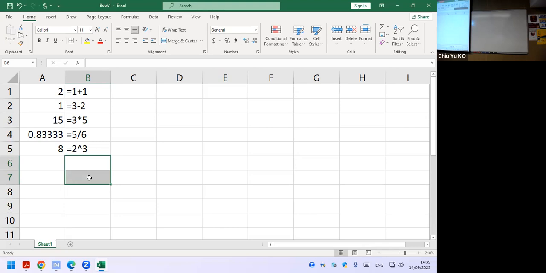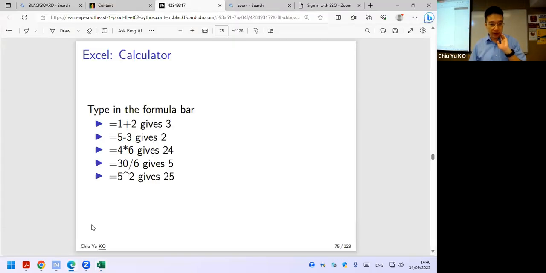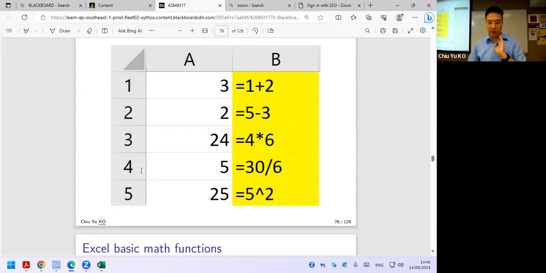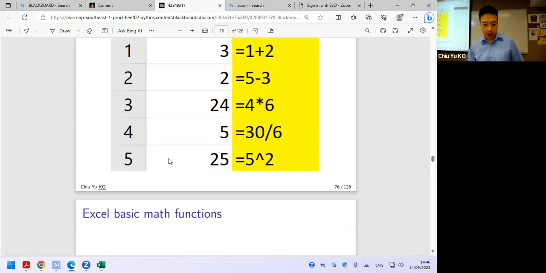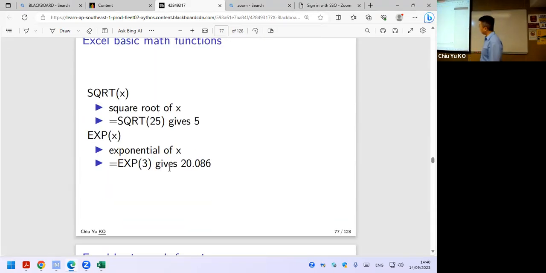Okay, I hope you're able to use the differential multiplication, these things. Is there any question? No. Well, quickly then we go to the next one. Okay, this is the thing. The next one we are going to, this is what we have. And here are two basic functions: square root, exponential.